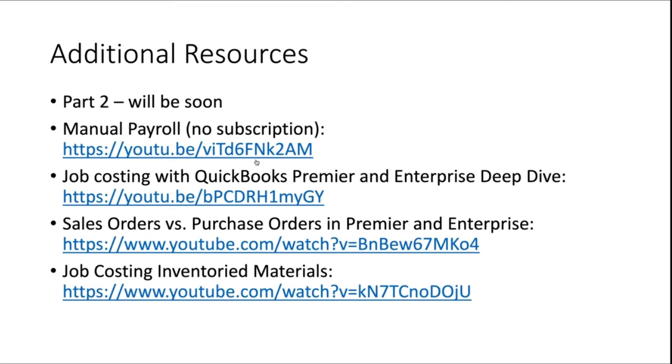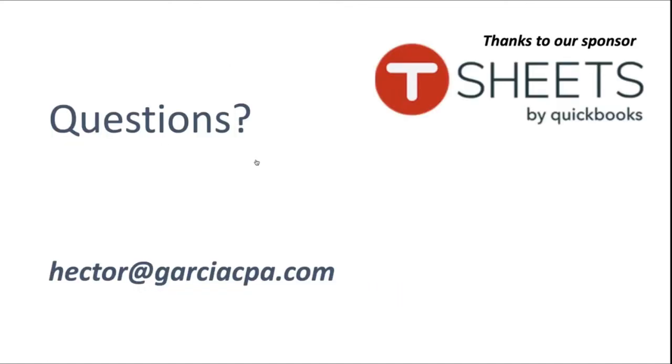The second video, job costing with QuickBooks Premier and Enterprise, touches on some of the concepts that we talked about here. I may cover a little bit more, a little bit less in certain cases. The third video is sales orders and purchase orders. I explained how I use sales orders for construction to create work orders and how to do purchase orders. This is still going to be covered in part 2, by the way. So if you just come to part 2, every single thing that's here will be covered in part 2, but if you can't wait, this stuff is going to be included. And the last video is how to job cost for inventory materials, which is another really common question that I have.